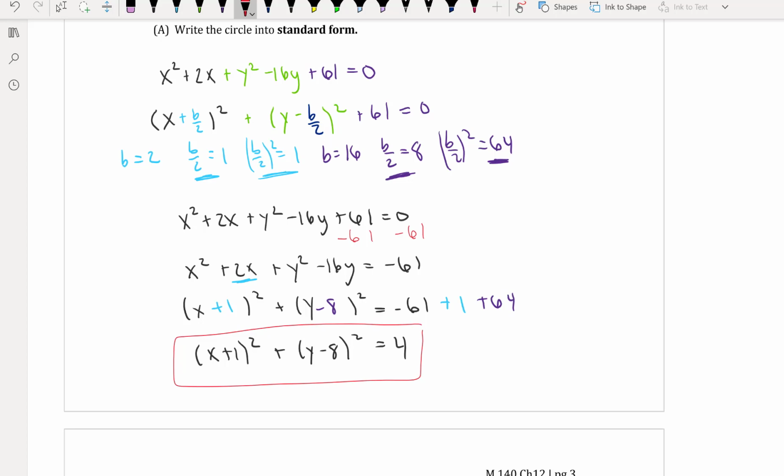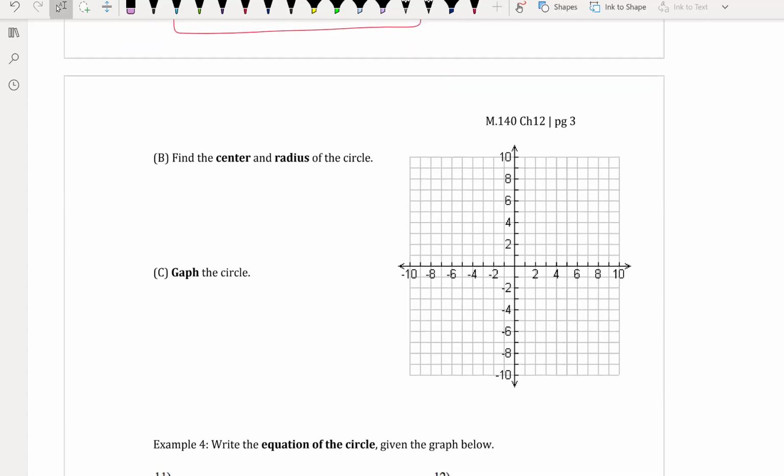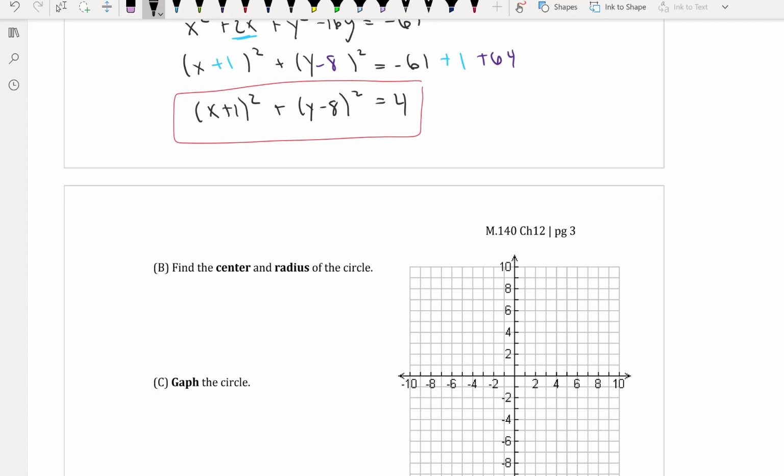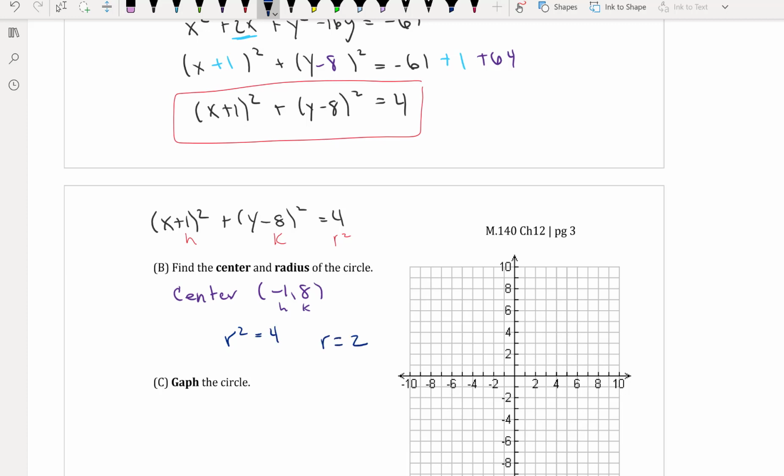So now I have my circle written in standard form. x plus 1 squared plus y minus 8 squared is equal to 4. Now it says to find the center and the radius of the circle. Well, if I'm looking at that example above, remember I have my x plus 1 squared plus my y minus 8 squared equal to 4, where I have my h and k value and my radius squared value. So I'm going to say that my center is going to be negative 1, positive 8, so that's my h and my k value. And I'm also going to have my radius squared as 4, therefore my radius is equal to 2.